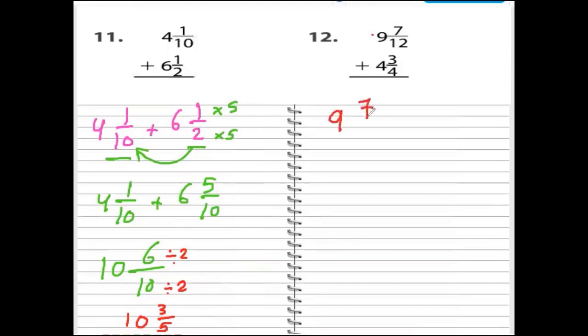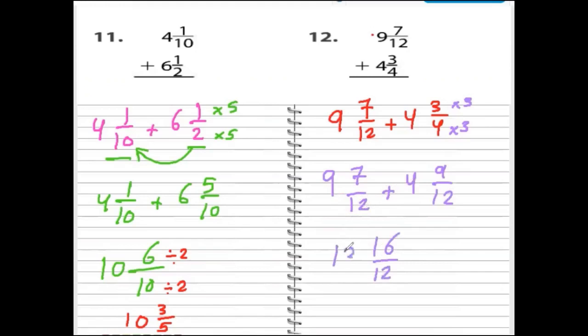9 and 7 over 12 plus 4 and 3 over 4. With the same idea exactly. Can I make the 4 become 12? Yes, I'm going to multiply here by 3 and up by 3 as well. Now it's going to be 9 and 7 over 12 plus 4 and 9 over 12. Okay, now we add the fractions. 7 plus 9 is 16 over 12. Okay, 9 plus 4 is 13.